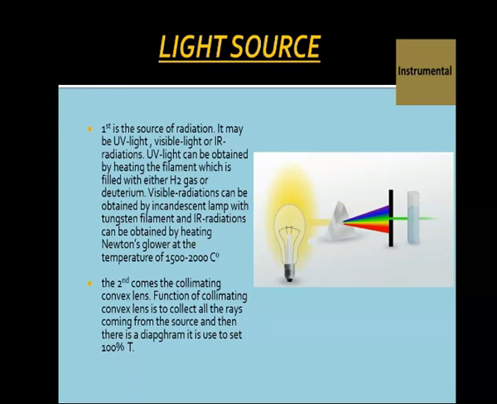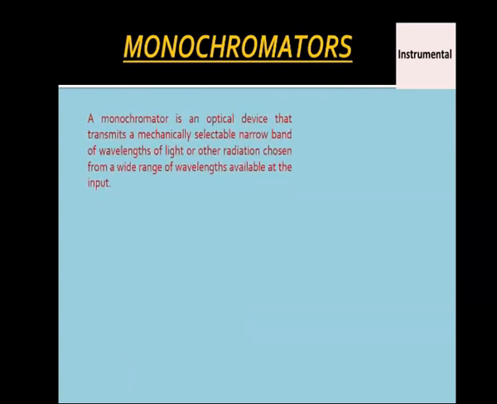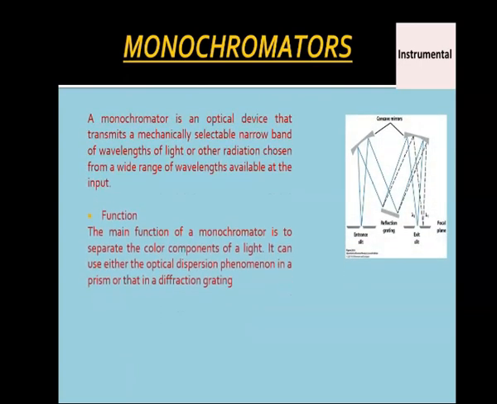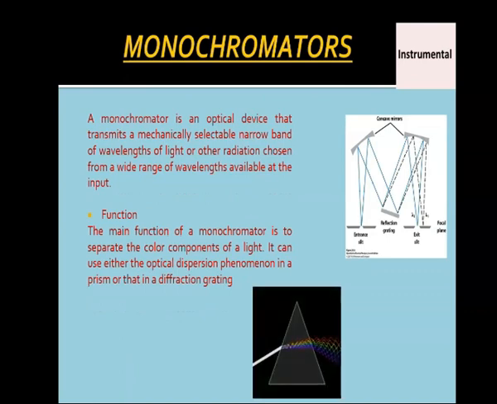The second comes the collimating convex lens. The function of the collimating convex lens is to collect all the rays coming from the source, and then there is a diaphragm. It is used to set 100% transmittance. Next comes the monochromator to obtain radiations of one wavelength. A monochromator is an optical device that transmits a mechanically selectable narrow band of wavelengths of light or other radiations from a wide range of wavelengths available at the input. The main function of a monochromator is to separate the color components of a light. It can use either the optical dispersion phenomena in a prism or that in a diffraction grating.